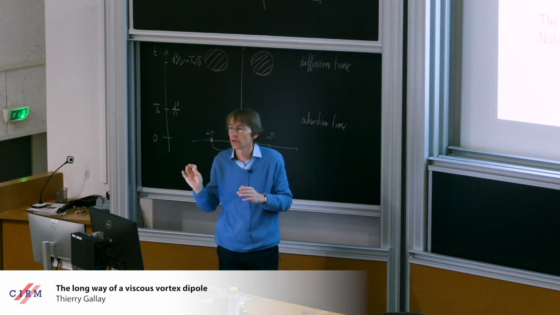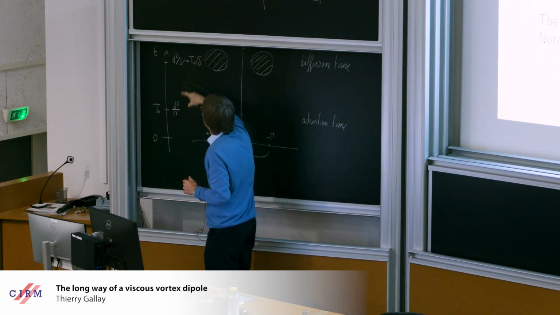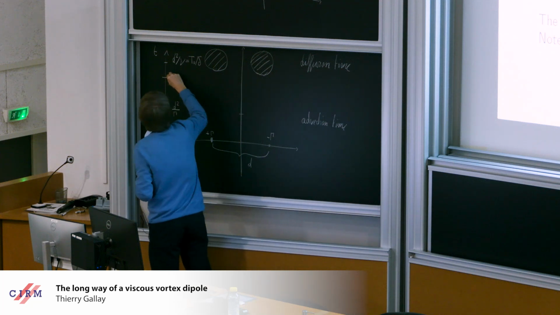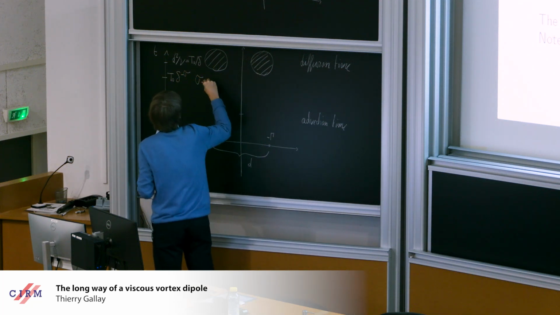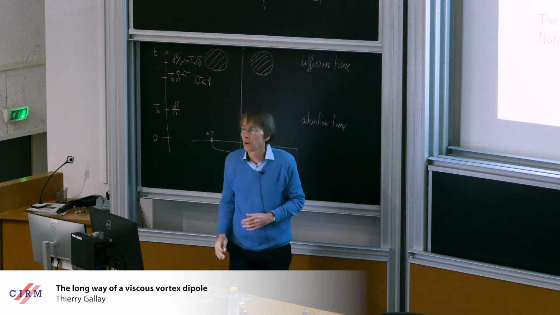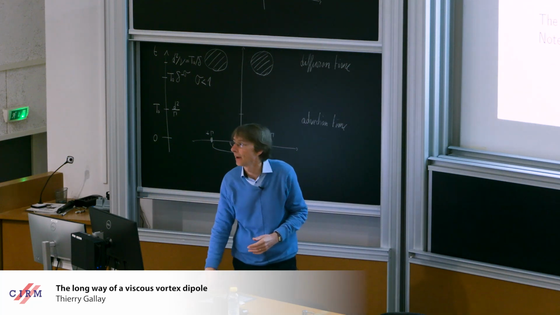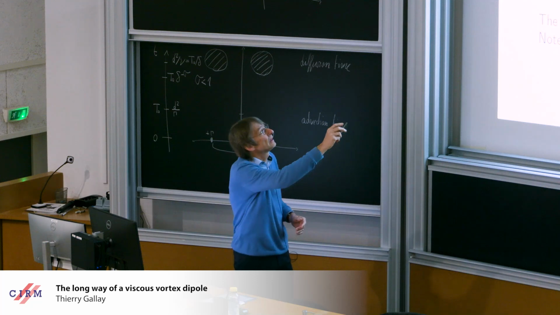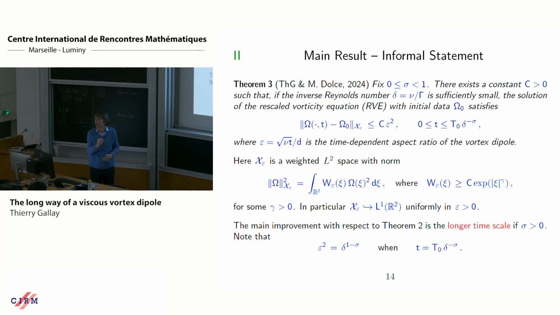It's much beyond the scope of the analysis, but we can interpolate between this one, and we can go to t0 delta to the minus sigma for any sigma less than 1, okay? So we are nearly reaching the optimal time. If sigma was equal to 1, the result would be nonsense. We cannot go to this state here, but we can go almost to this time scale. So this is a very, very long time scale, and the vortex pair travels a very long way, hence my title, until it's destroyed by diffusion.